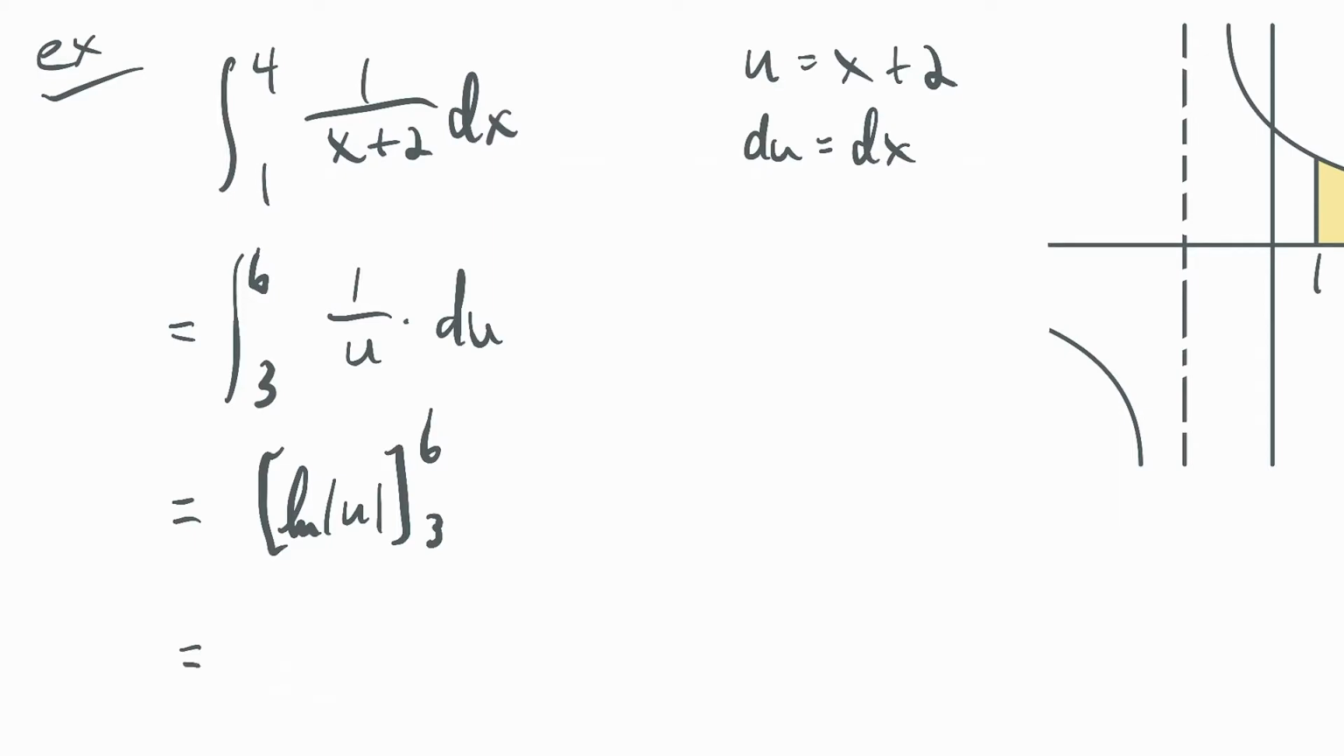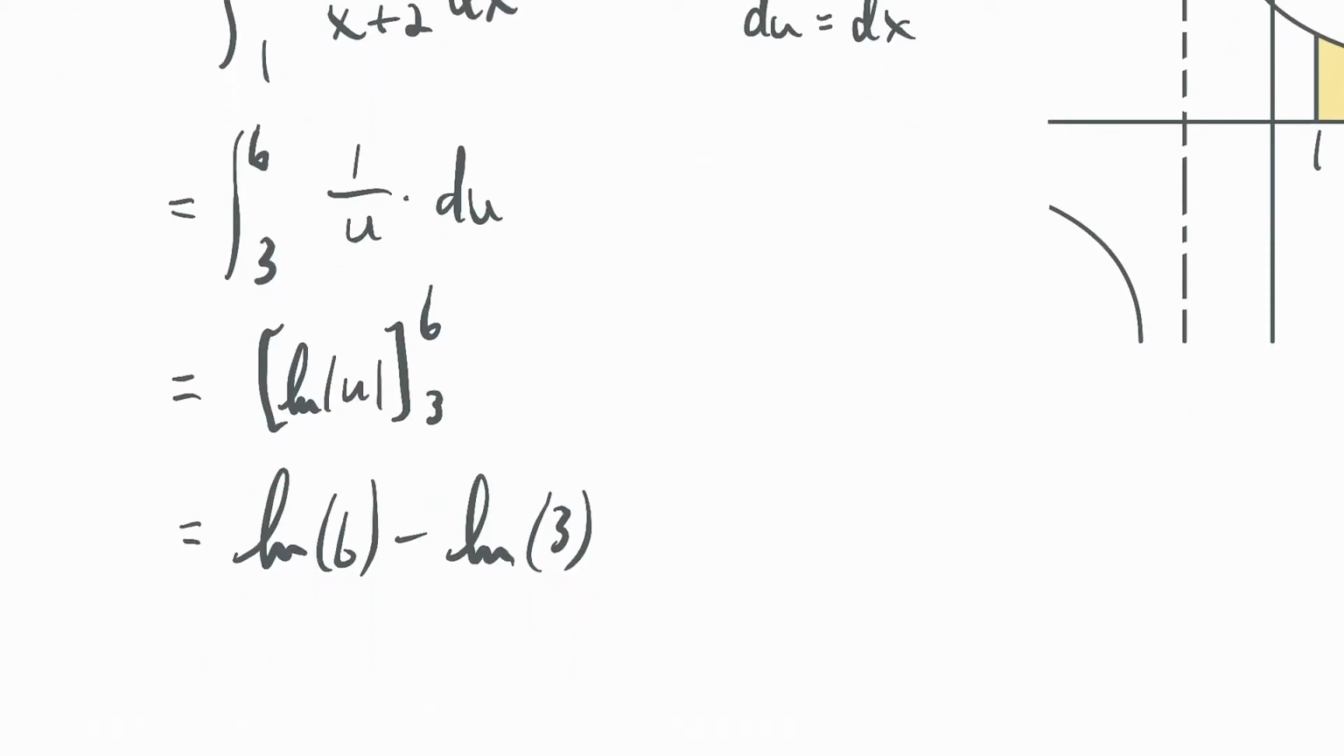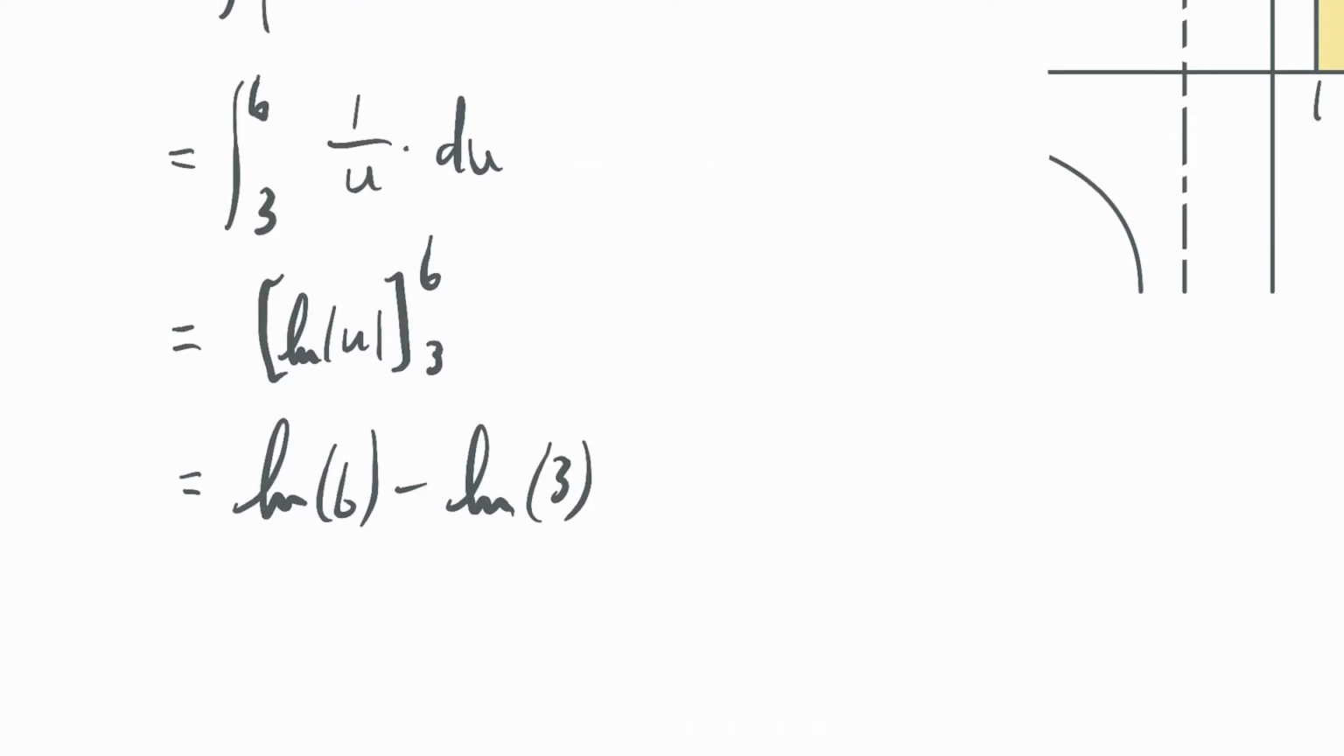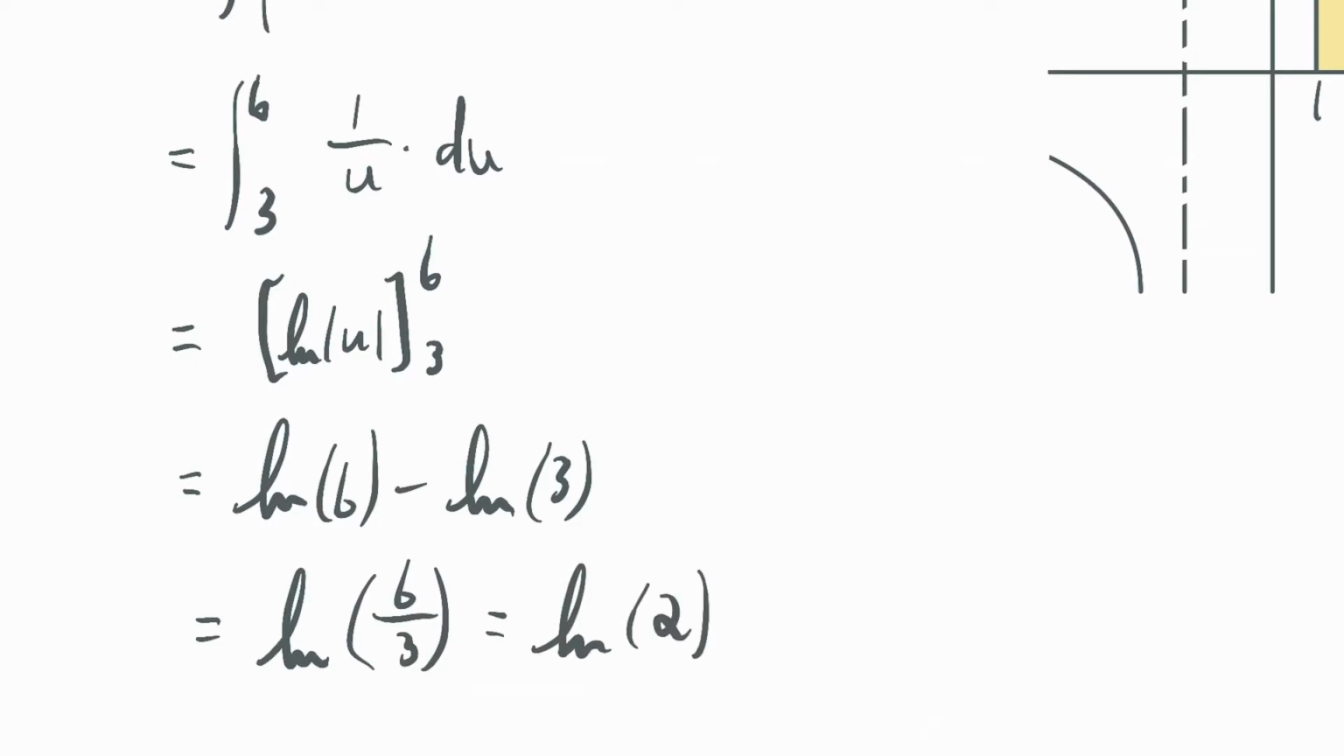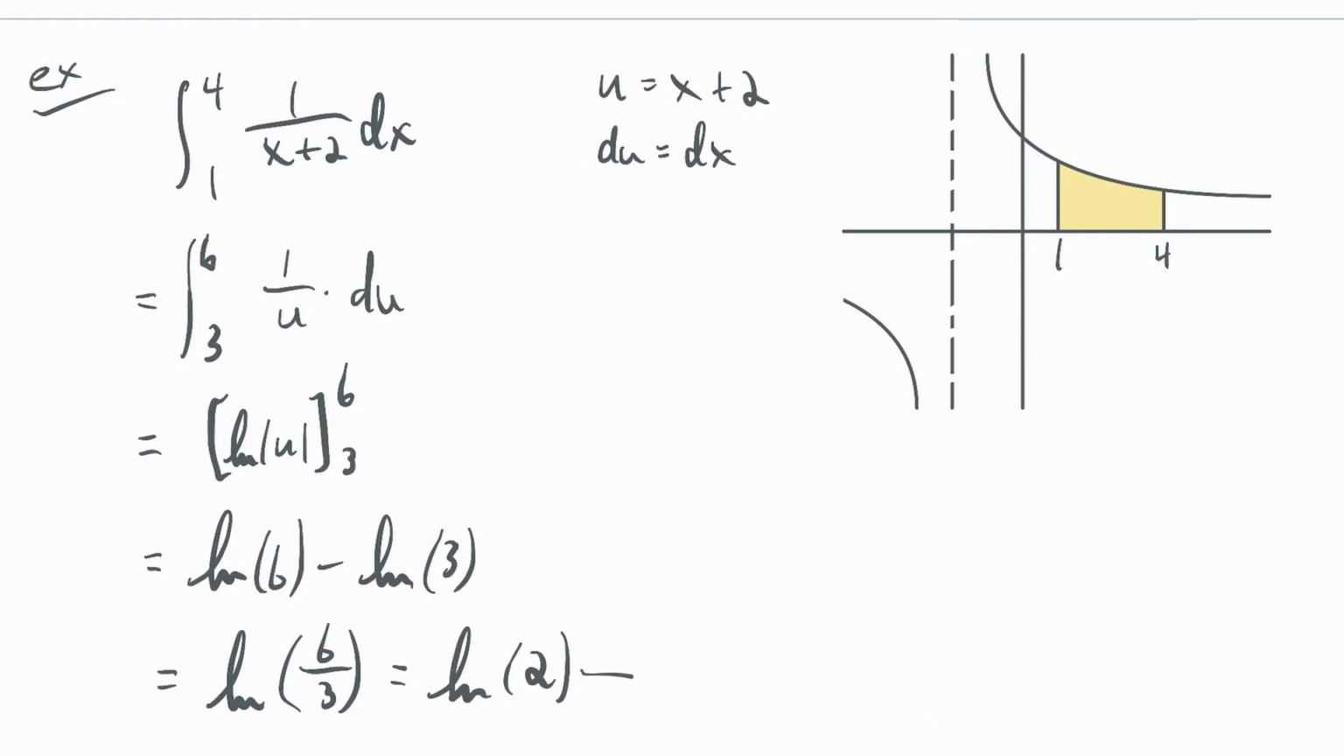So ln of, and since 6 and 3 are both positive, I don't need to bother with the absolute value anymore. So ln of 6 minus ln of 3. One of the properties of logarithms lets me combine these two values. So this is ln of 6 over 3, or in other words, ln of 2. So this area right there, that's ln of 2 units.